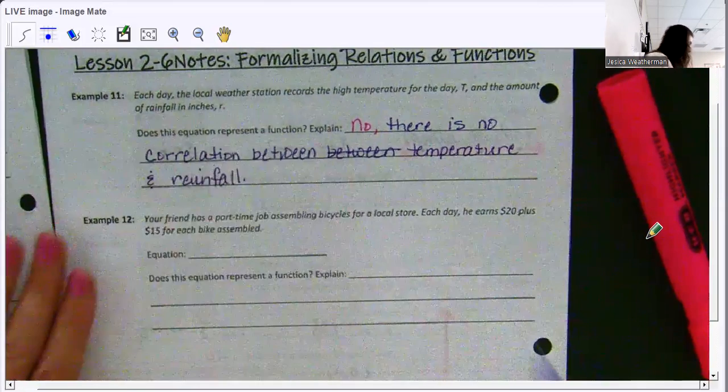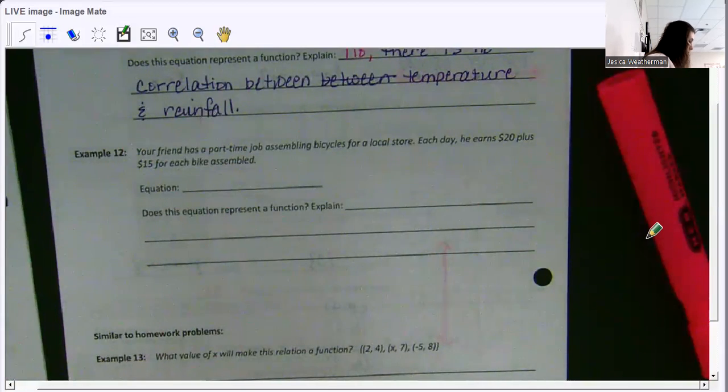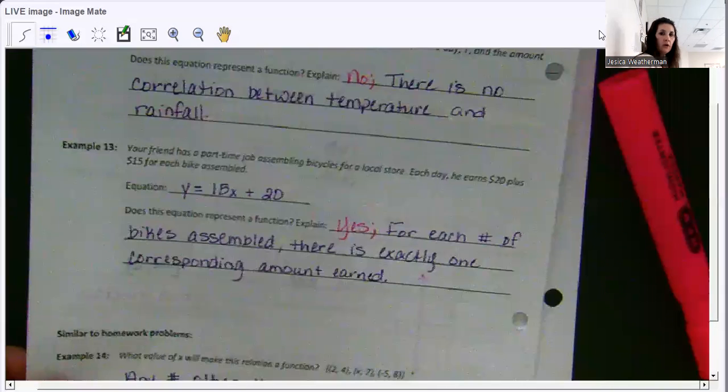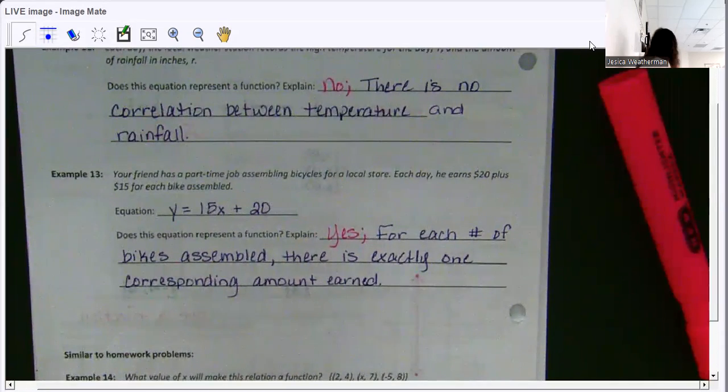All right. So, okay, let's look at 12. Your friend has a part-time job assembling bicycles for a local store. Each day he earns $20 plus $15 for each bike. I want you to come up with the equation on your own, and then we'll check. Also finish the second part. Does it represent a function? And then explain. Okay, go ahead and check if your equation's right and if your answer is right.